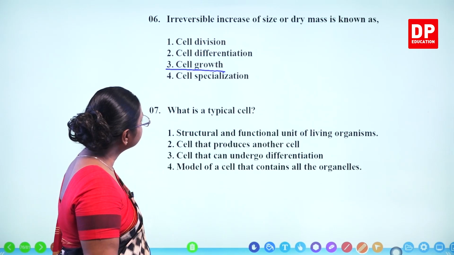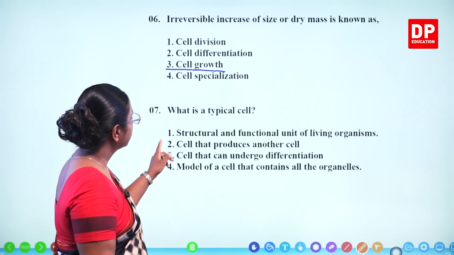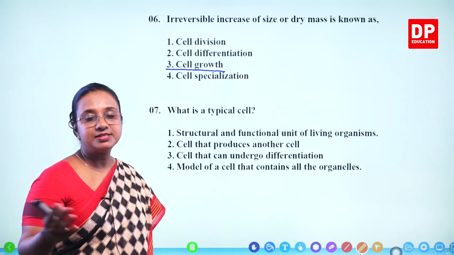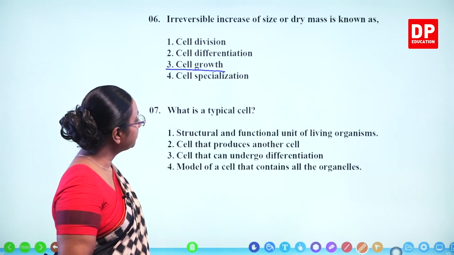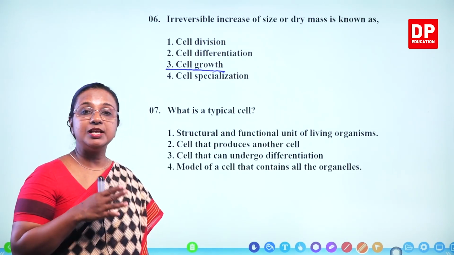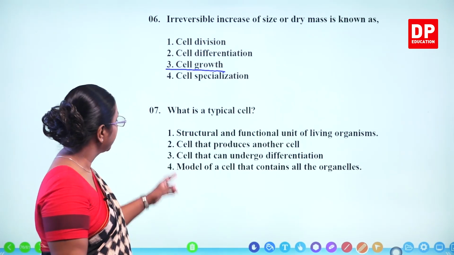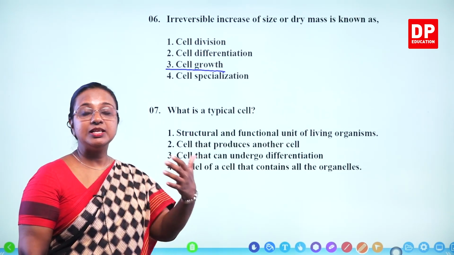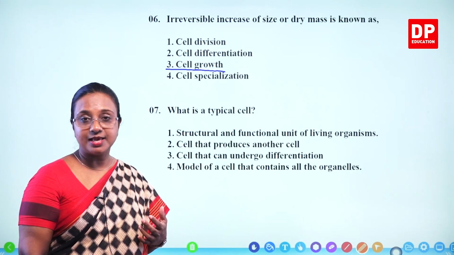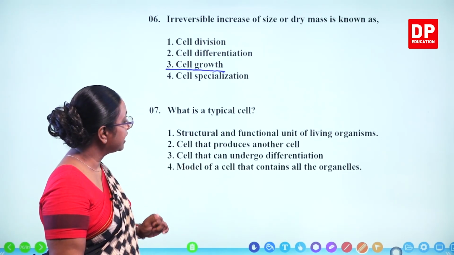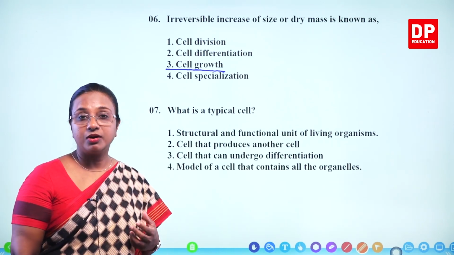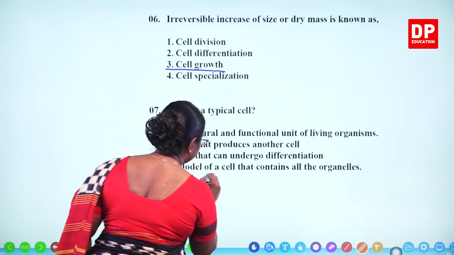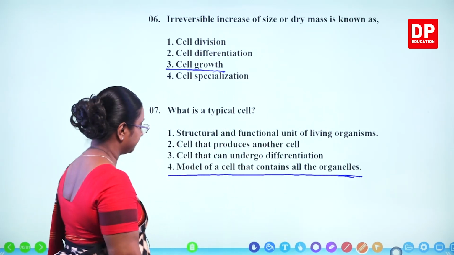Next one. What is a typical cell? Structural and functional unit of living organisms. All cells are that. Cell that produces another cell, we normally call it the mother cell. Cell that can undergo differentiation, usually that is the mature cell. Model of a cell that contains all the organelles. That is the meaning of a typical cell. So that is the answer.